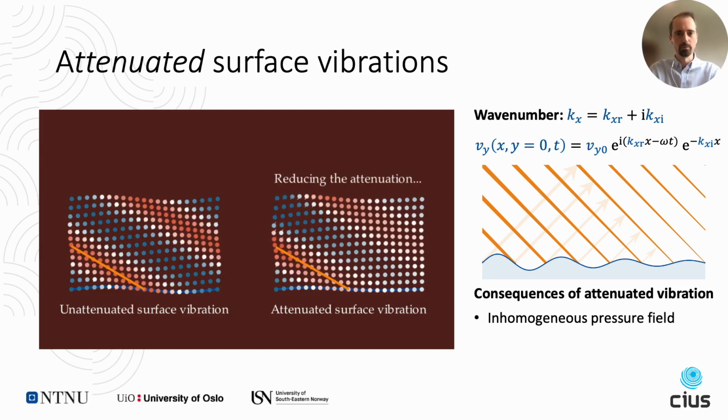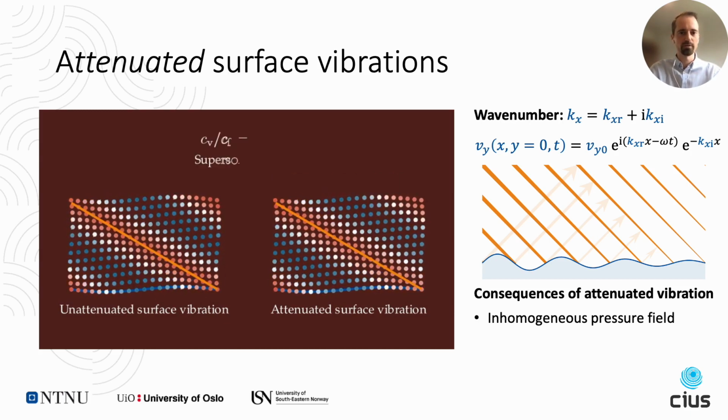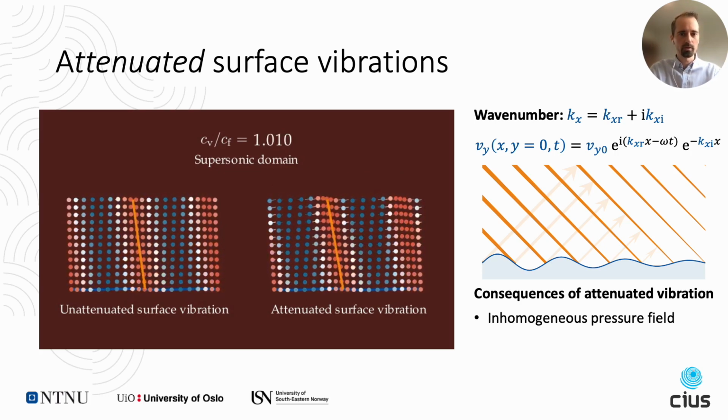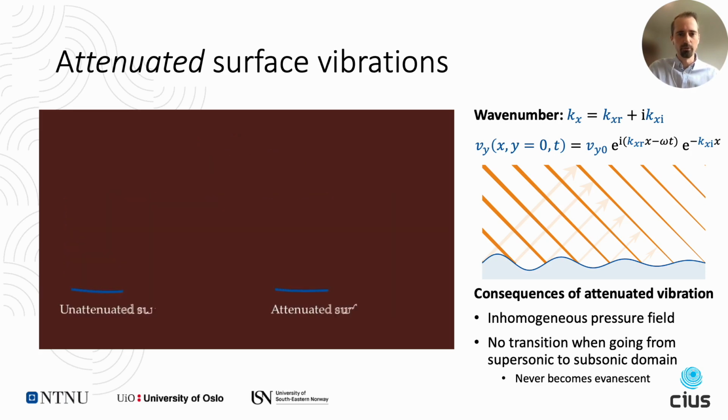Let's make the attenuation a bit less exaggerated, and then we can look at what happens as the vibration speed decreases towards the fluid's sound speed, towards coincidence. As we cross coincidence, the wave on the left will make a jump as it becomes evanescent. For the wave on the right, however, there is no such transition. Attenuated surface vibrations always create a radiating inhomogeneous wave.